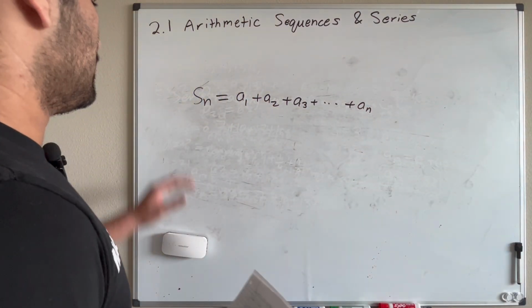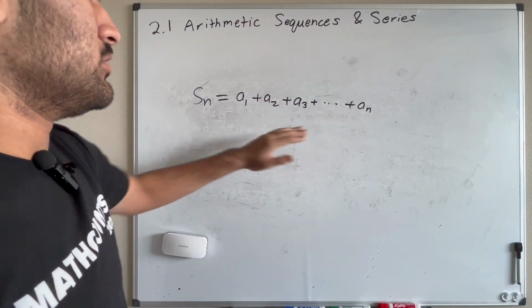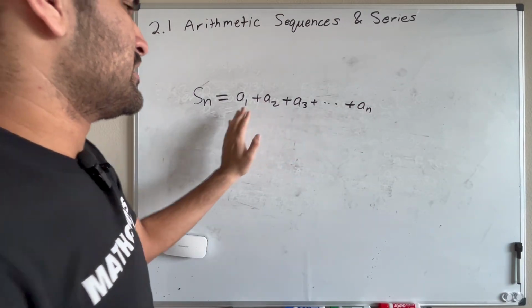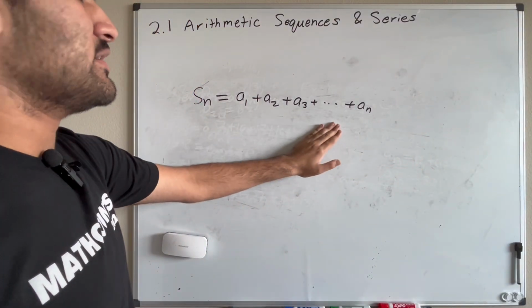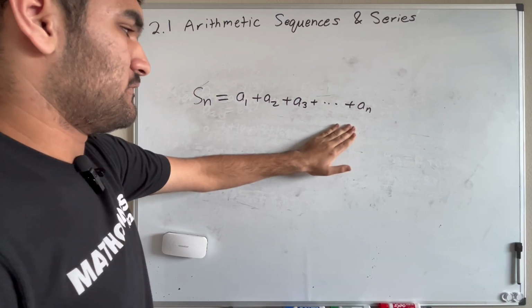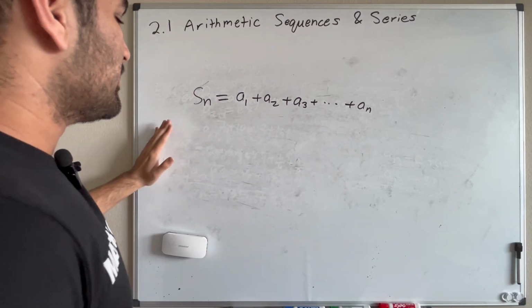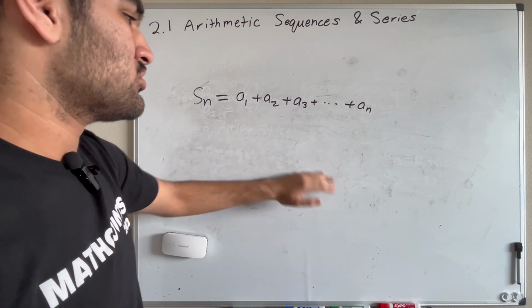So this is a finite series because it terminates, right? It ends. You could have infinite series though, which means that this will just keep on going forever. So all finite series converge. But all infinite series can converge or diverge, right?